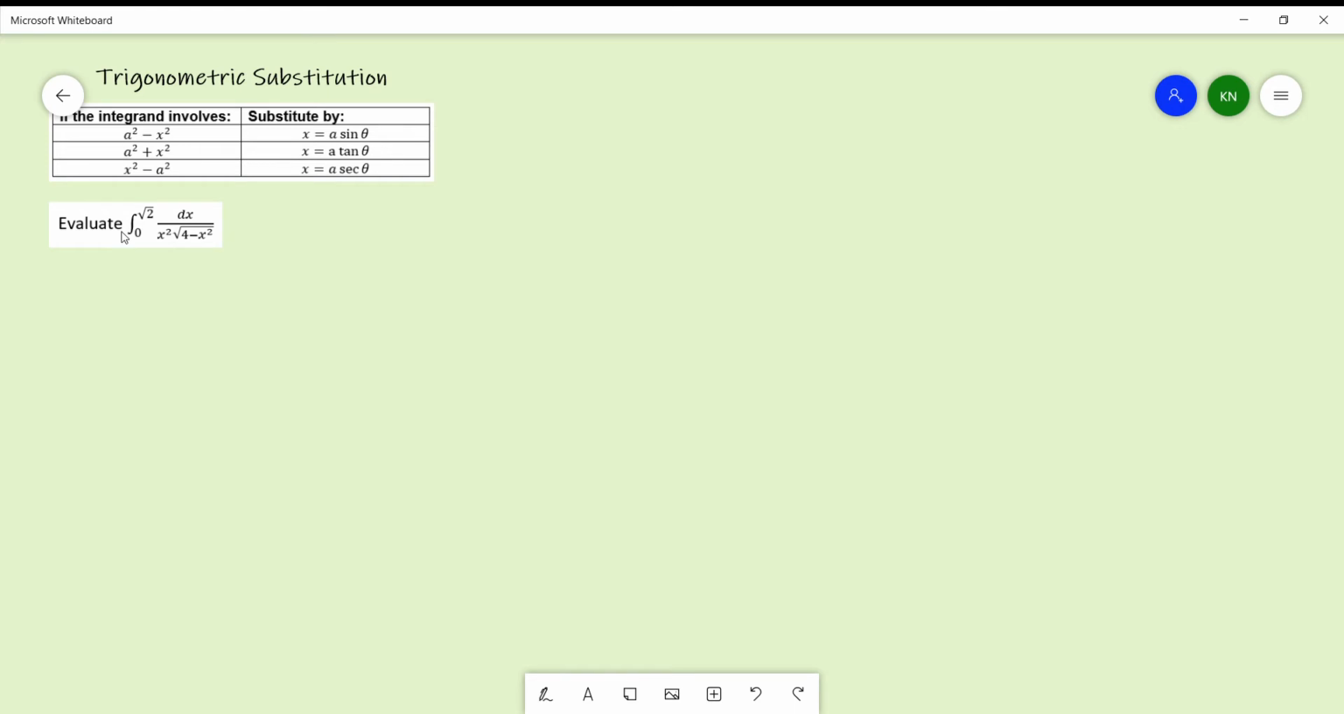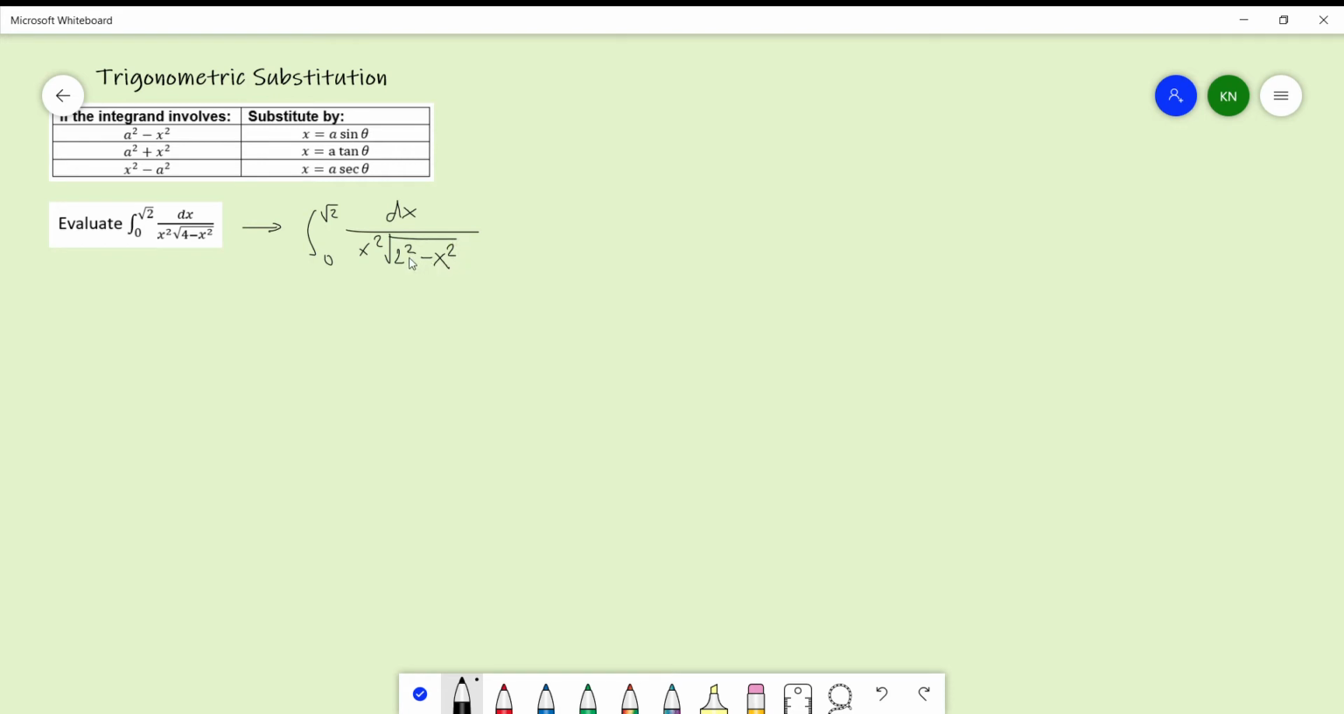So we have: evaluate the integral of dx all over x squared, square root of 4 minus x squared, from 0 to square root of 2. In this example, this is equivalent to the integral from 0 to square root of 2 of dx over x squared, square root of 2 squared minus x squared.